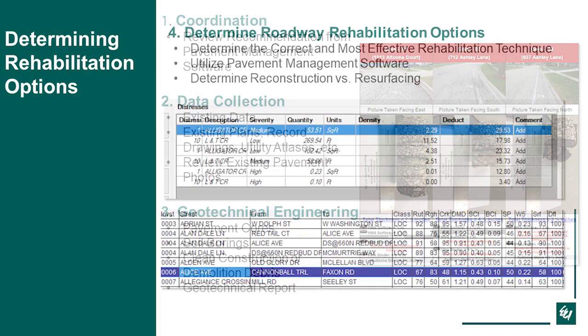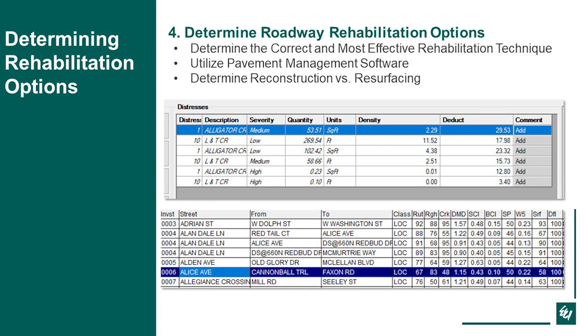Then the fourth would be to determine your roadway rehabilitation options. So you want to make sure you're determining the correct and most efficient rehabilitation technique. You don't want to be over-designing, but don't want to under-design either based on all the information that we've talked about. And then utilize the pavement management software.